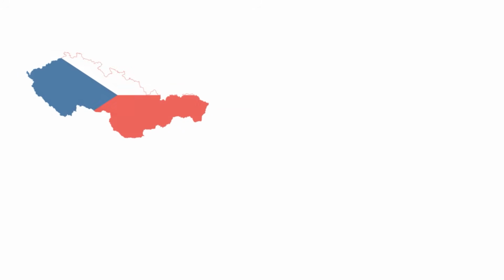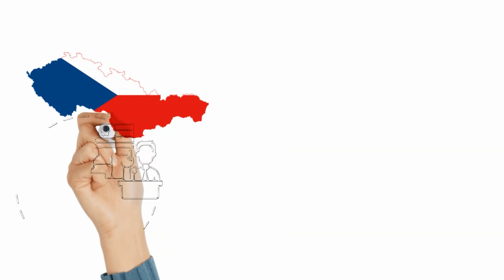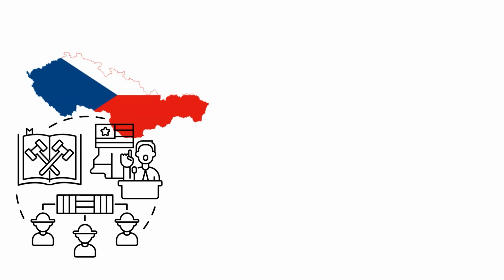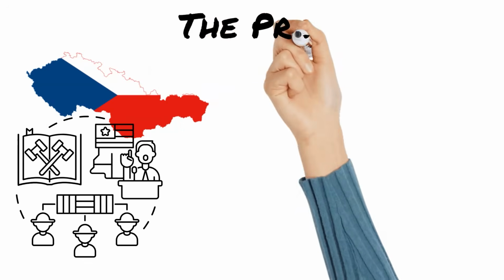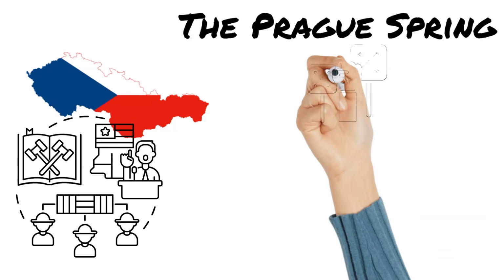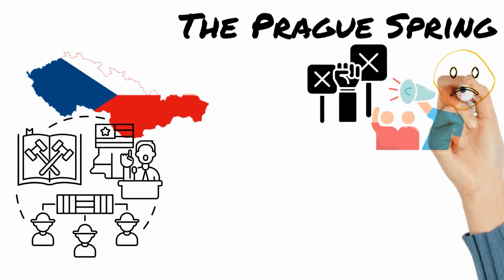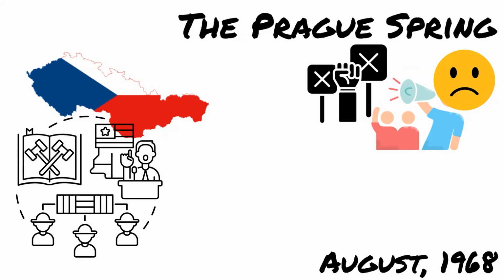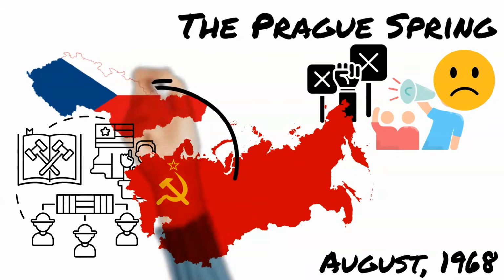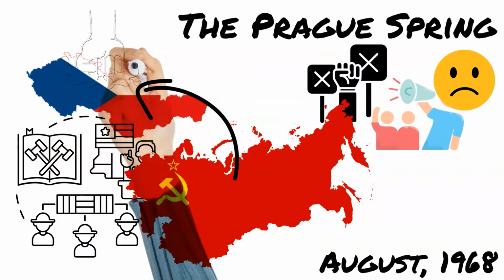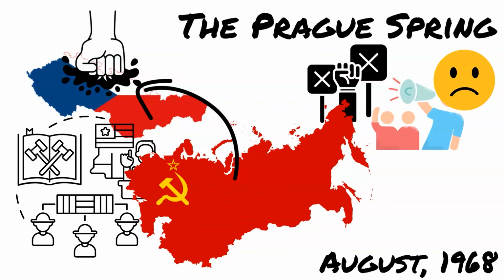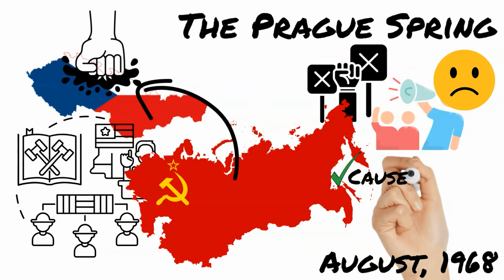In the late 1960s, the leader of Czechoslovakia attempted a series of reforms that became known as the Prague Spring, which the people saw as a chance for a more democratic and free society. But the Prague Spring was not to last. In August 1968, the Soviet Union invaded Czechoslovakia and crushed the reforms. Today we're going to be taking a look at the causes, events and consequences of the uprising.